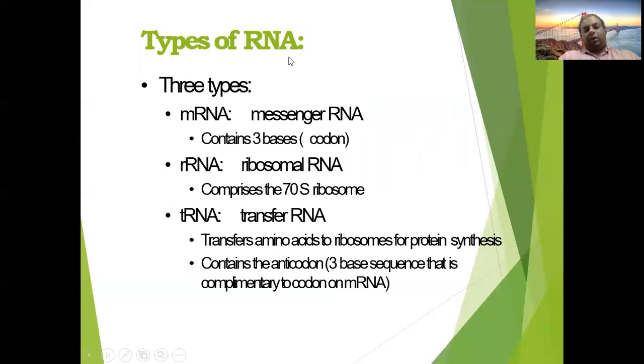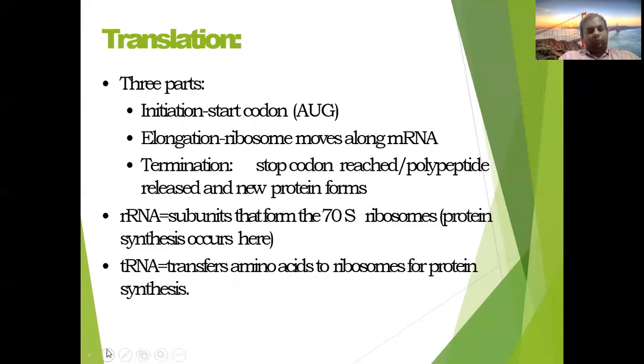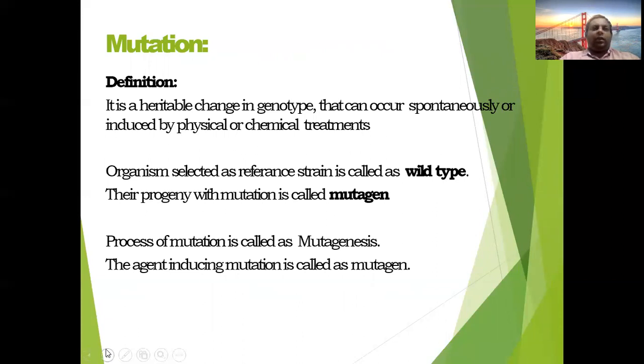There are types of RNA: mRNA, rRNA, and tRNA. Translation again has 3 parts, ultimately leading to formation of a polypeptide or protein. So another term in bacterial genetics is mutation. Its definition: a heritable change in the genotype. I said genotype is fixed, but here it is a heritable change in the genotype that can occur spontaneously or be induced by physical or chemical treatment.